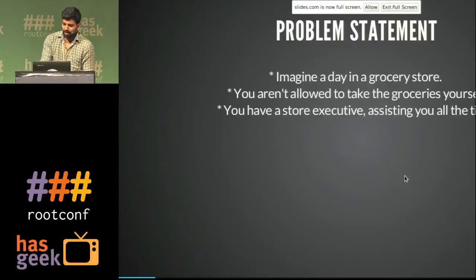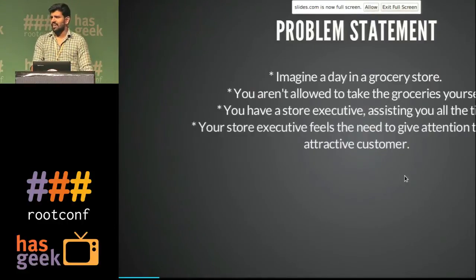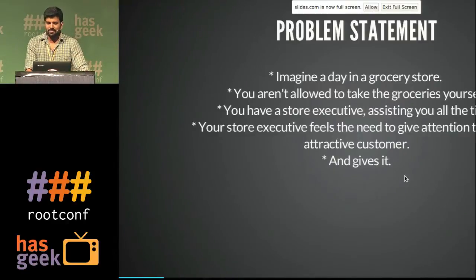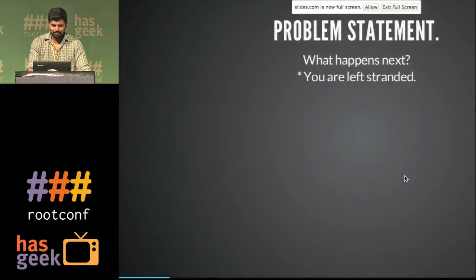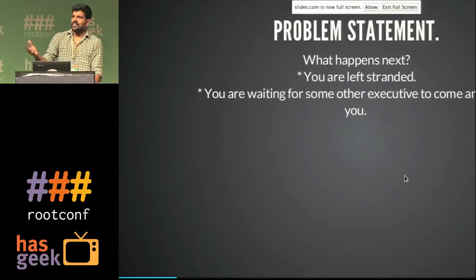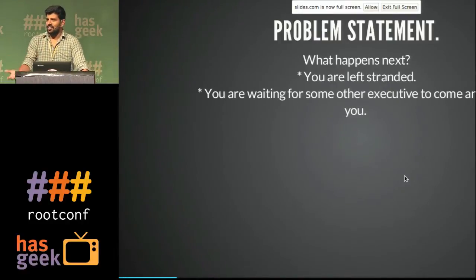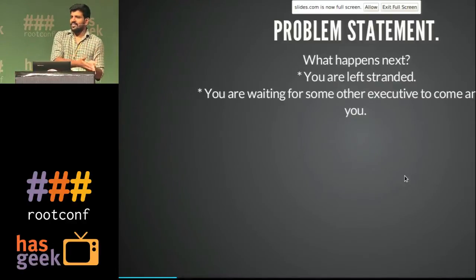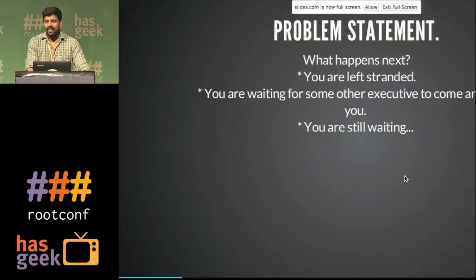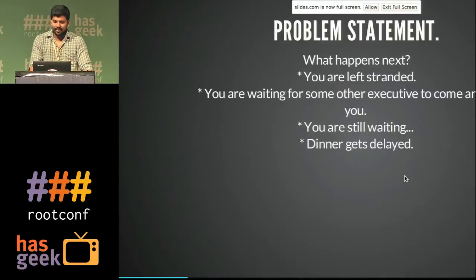Your executive is assisting you throughout. He's not going to leave you, or give you the responsibility of buying your own stuff. And what if the executive finds some attractive customer and leaves you stranded? What happens after that? He gives attention to the customer. You are left stranded, waiting for another executive to come by and help you buy groceries. So you are dependent on the executive, and as a consequence, your dinner gets delayed.